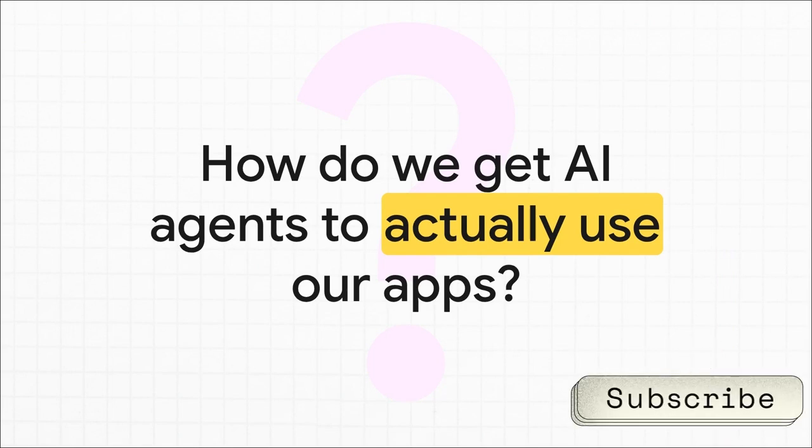The core issue is, well, kind of simple on the surface. We've got these brilliant AI agents that can think, reason, and plan out complex tasks. But how do we get them to actually use our tools and apps? There's been this massive gap between their brain power and the real-world interfaces we work with every single day. That's the puzzle we're tackling today.